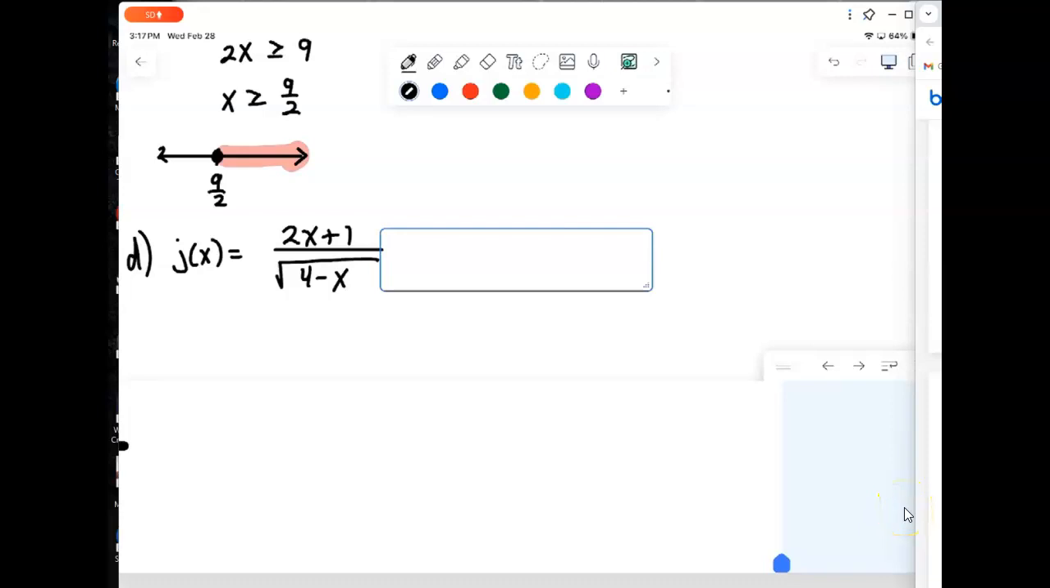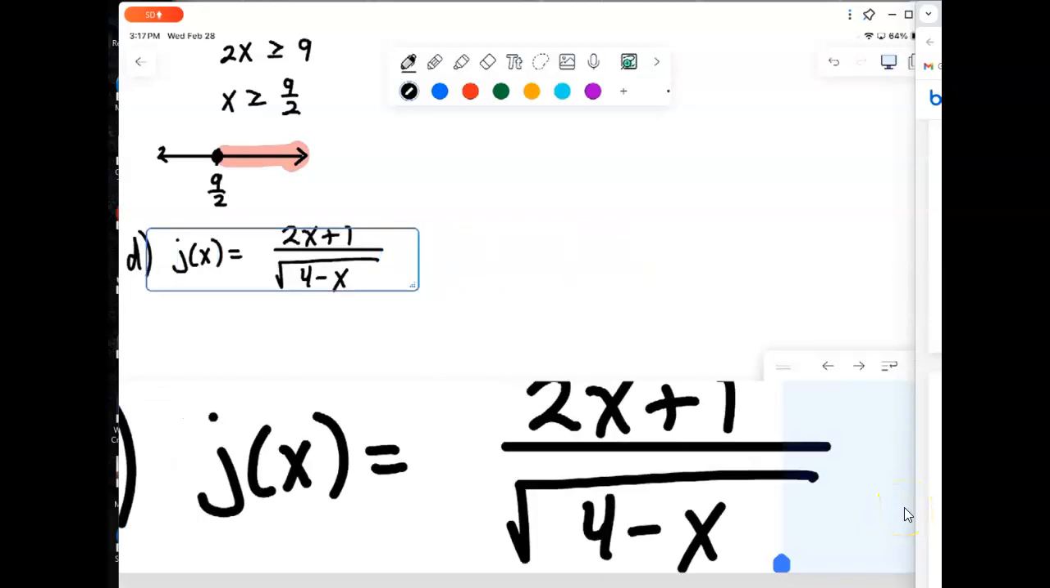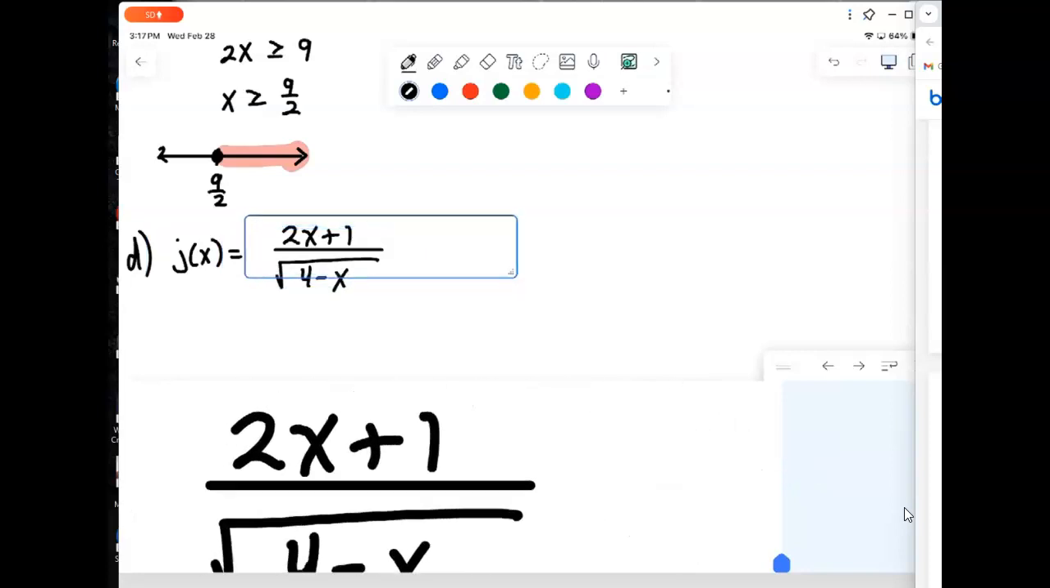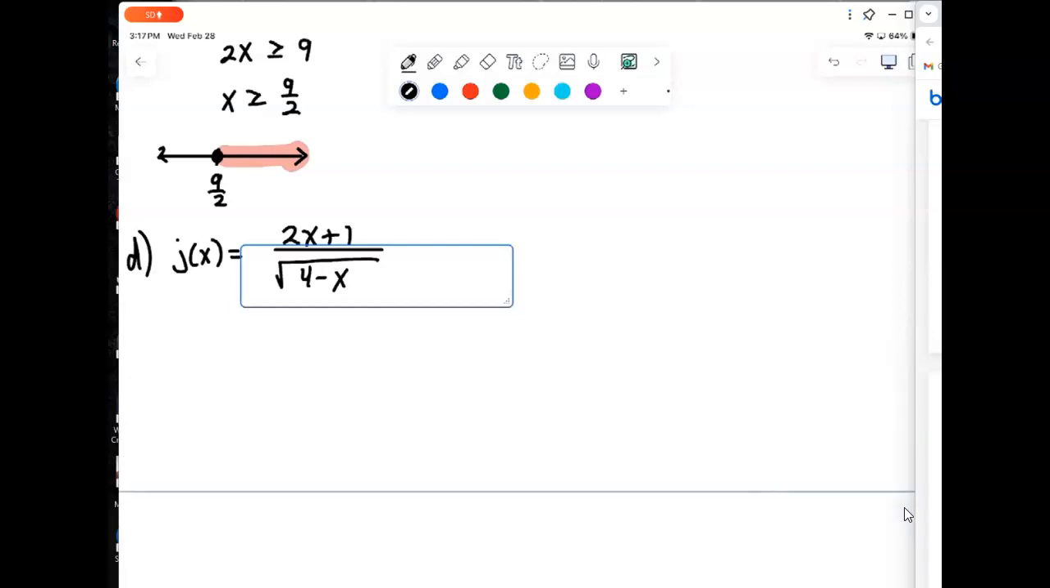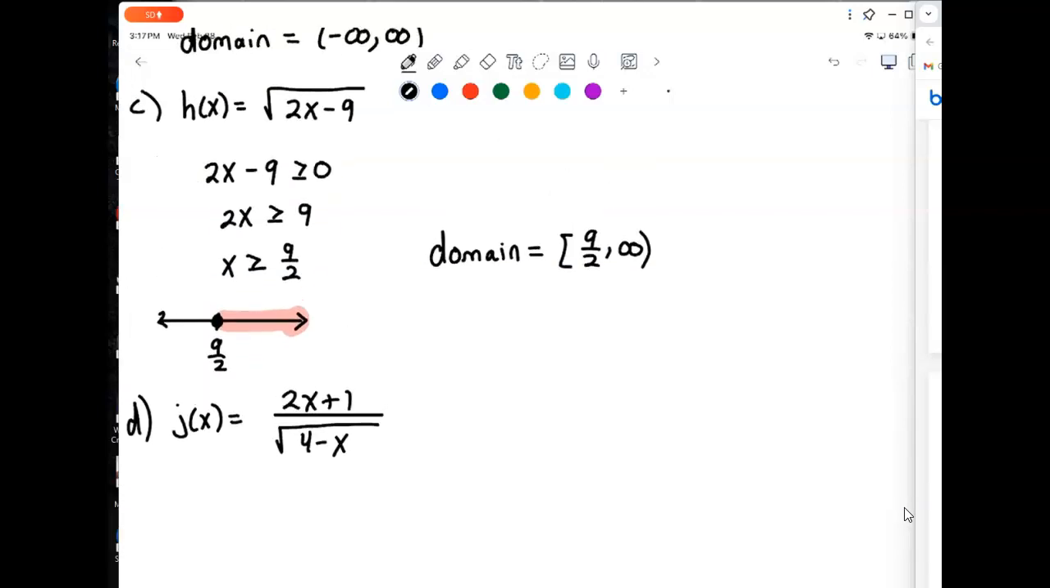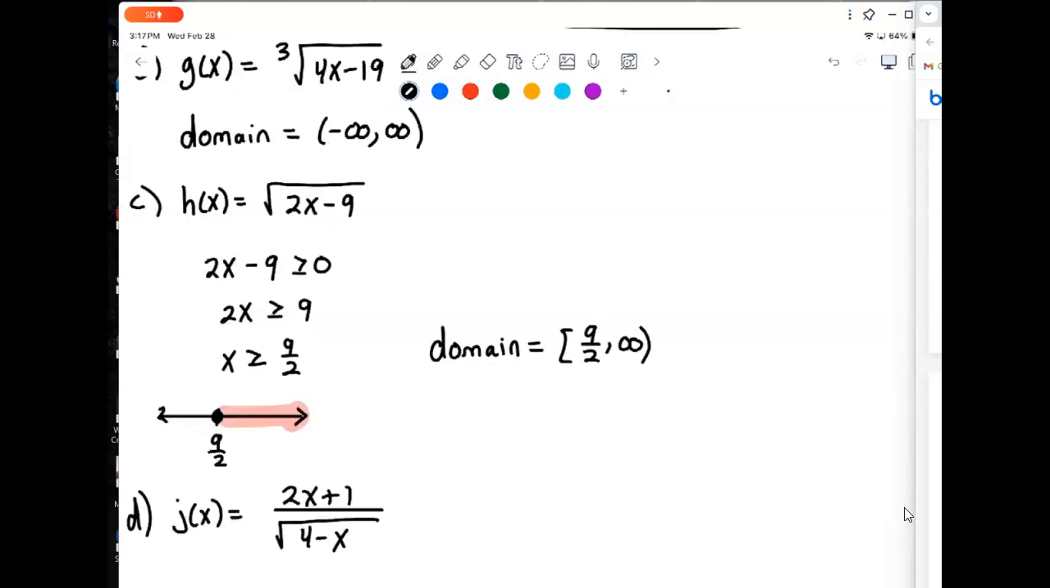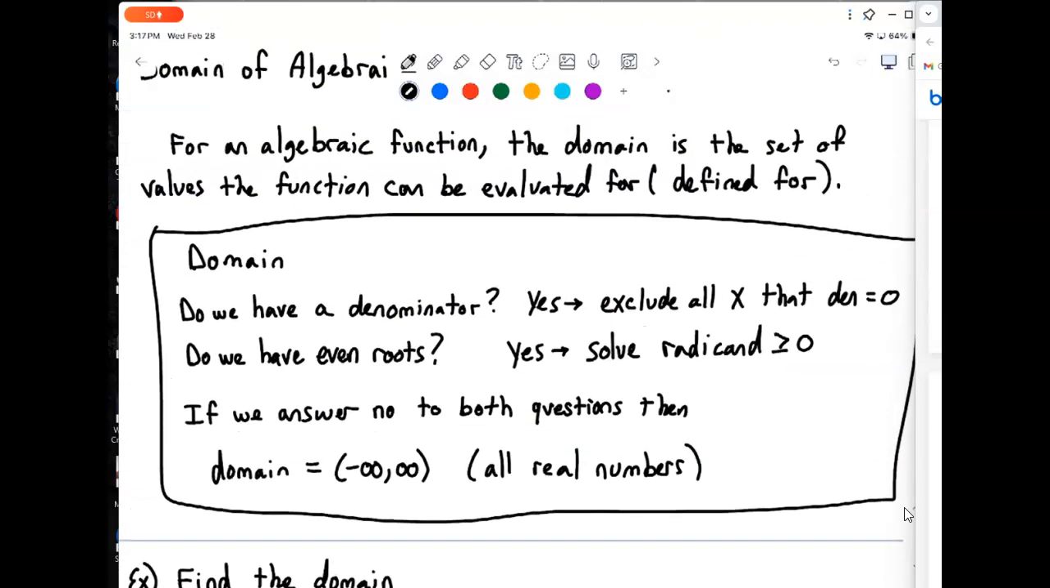Okay, so let's turn to another question here. This time we have the function j of x equals 2x plus 1 over the square root of 4 minus x. You probably immediately spot the fact that we have a radical there, and you know that when we have radicals, based on the last example, we're going to solve an inequality. But also, 4 minus x is a part of the denominator. So we're actually answering yes to both of these questions.